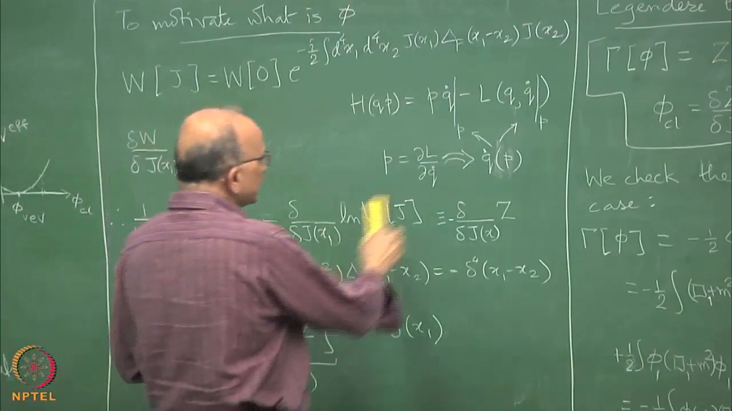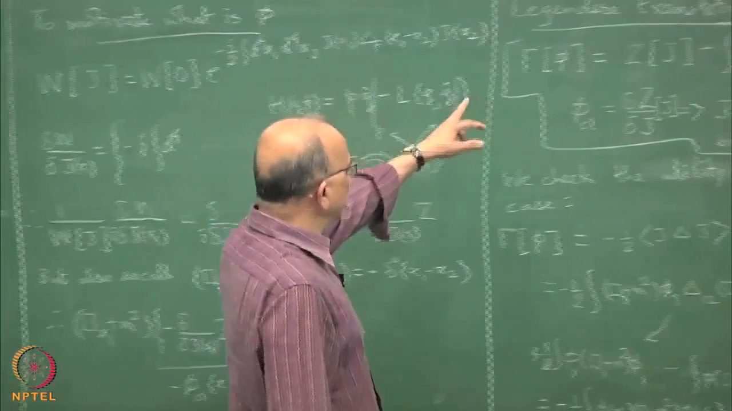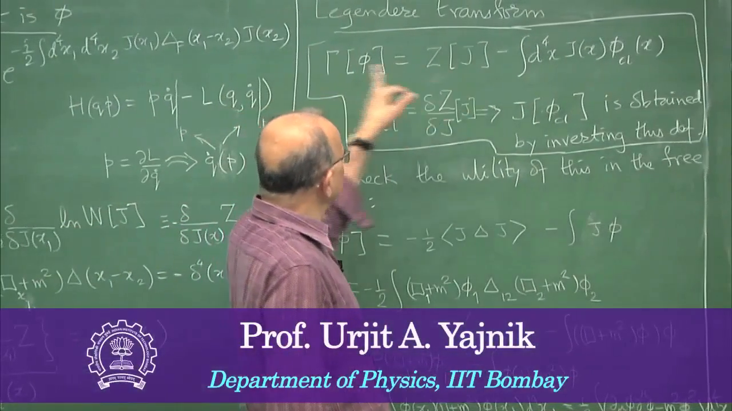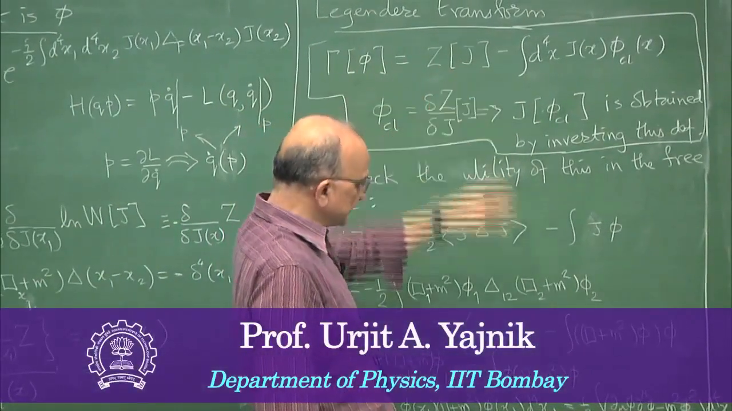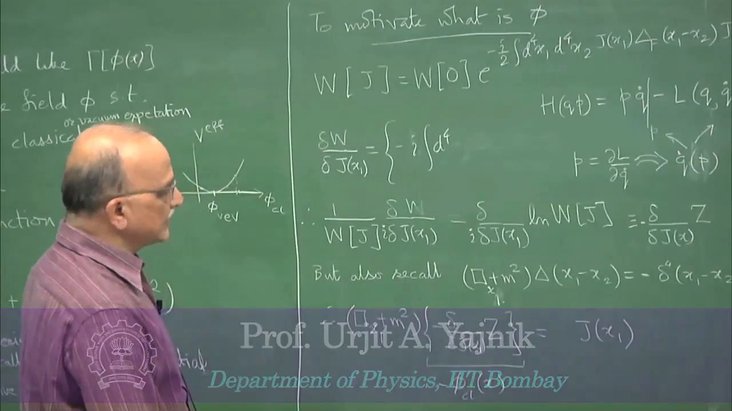Okay. So by inverting, when you put it back, you get the domain of dependence of gamma correctly. Domain of dependence of gamma is not J. So you have to replace J by its dependence on phi classical, then you recover everything right.